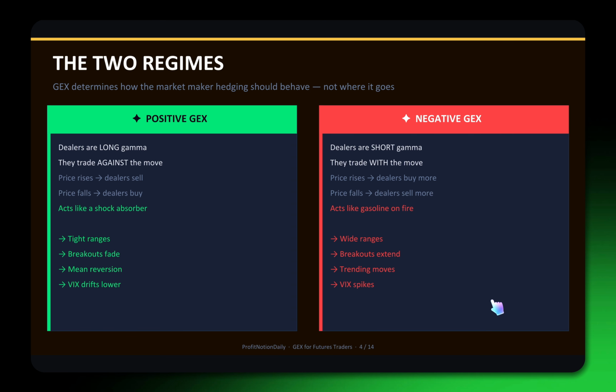Now, from a trading perspective, there are two regimes that are important for you to keep in mind. One is positive gamma exposure, and the other is negative gamma exposure. When you're in a positive GEX regime, dealers are long gamma, meaning they're long the acceleration, and they trade against the move. So if price rises, you can expect dealers to sell into it. If price falls, you can expect dealers to buy into it. And they act as shock absorbers for the market.